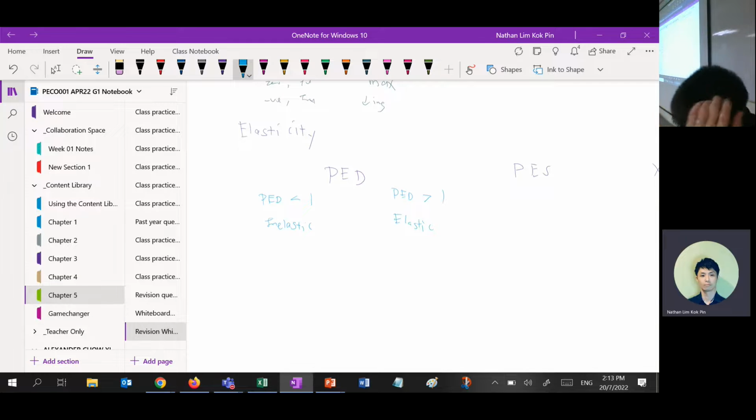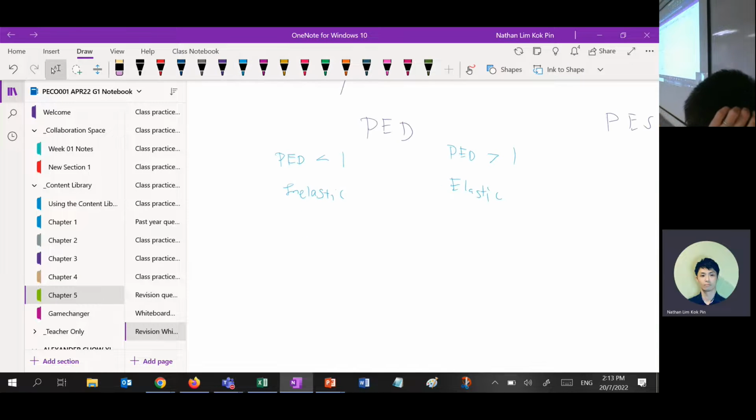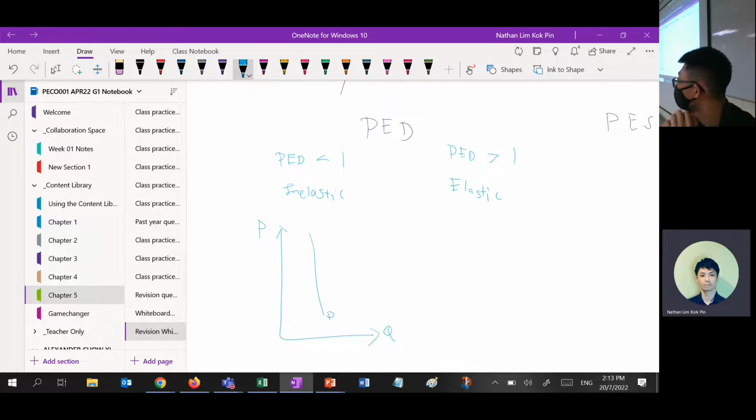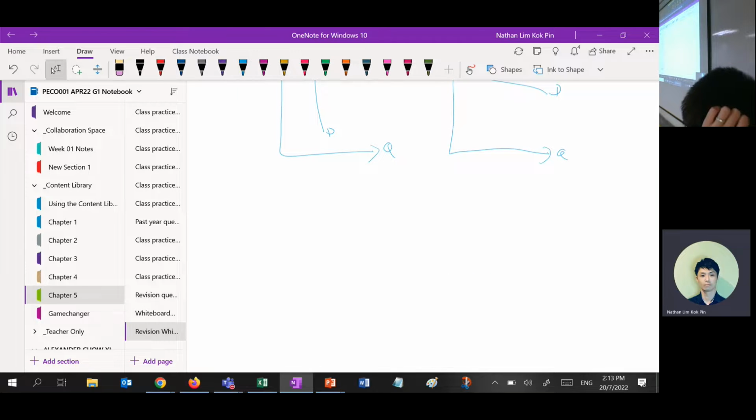All right. The diagram for inelastic is like that. The diagram for elastic is like that. Okay. The formula for PED is equal to percentage change in quantity demanded over percentage change in price.